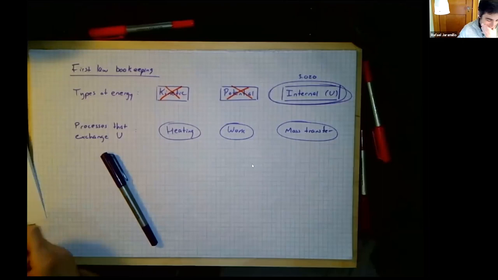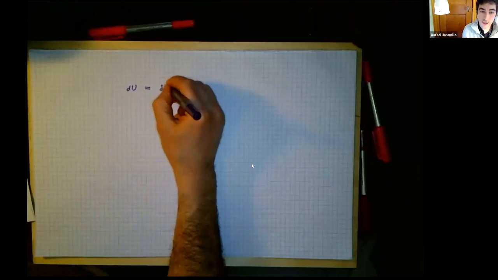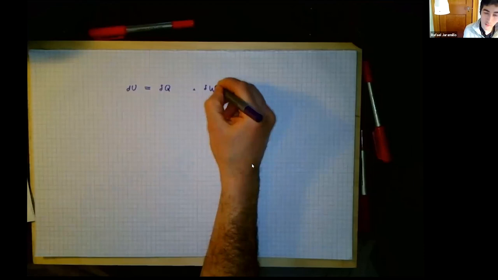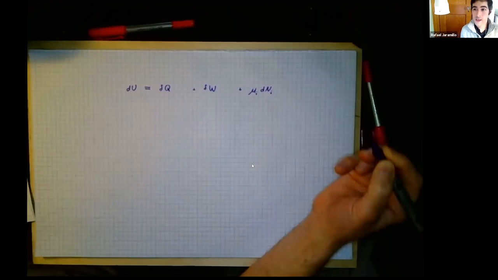All right, so we can do this mathematically. Energy is a state function, but it's changed by processes. So dU equals change in heat energy plus change in mechanical work plus something new, a term which accounts for a change in mass.